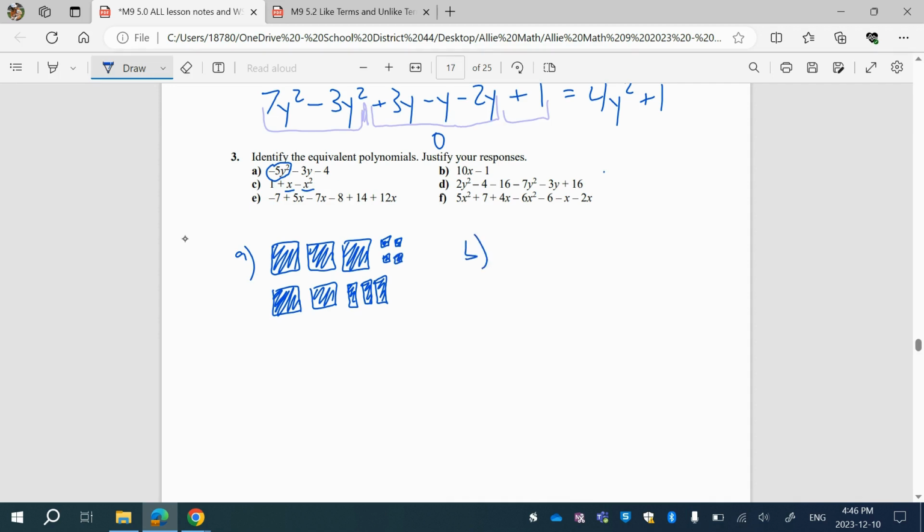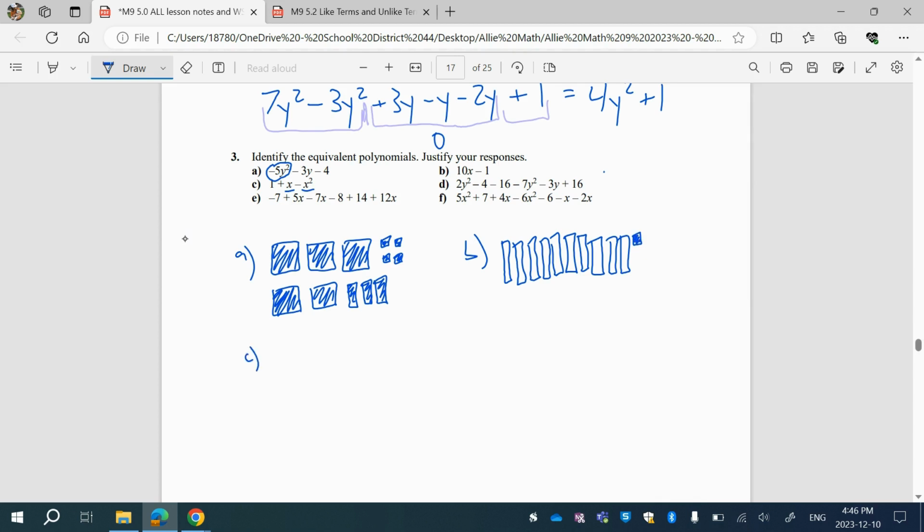Let's do B. We have 10 of those x's. They're positive. A lot to draw. This is the downside of algebra tiles. But as you know, I'm trying to be open. 1, 2, 3, 4, 5, 6, 7, 8, 9, 10, and 1 negative 1.